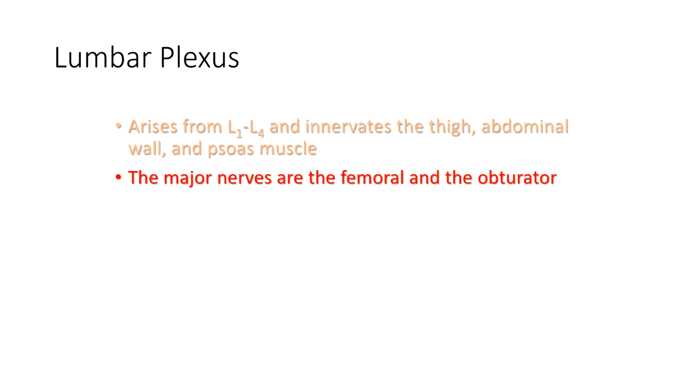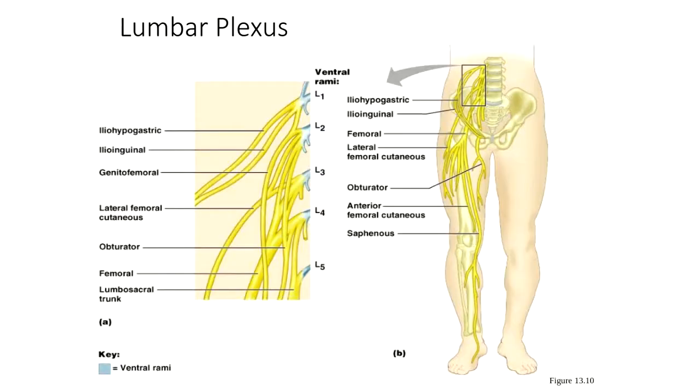Next, we have our lumbar plexus. It is between L1 and L4, and the major nerves are the femoral and the obturator. Here we go. This is the lumbar plexus. The obturator is right here on the side, so it innervates the leg muscles that are on the inside. Your adductors, your gracilis, any muscle on the inside of your thigh is innervated by the obturator. And then the femoral nerve innervates basically the rest of the leg.